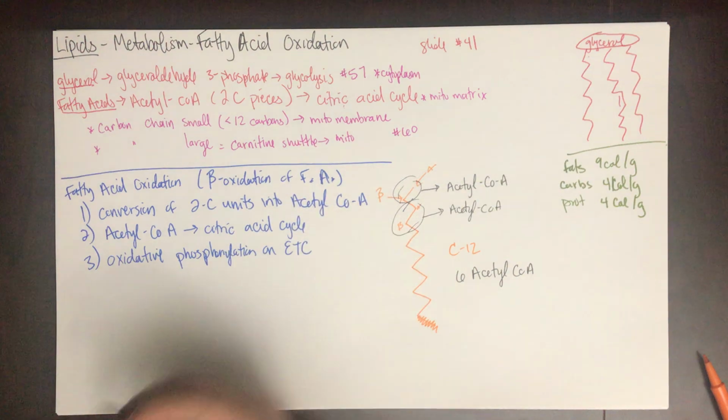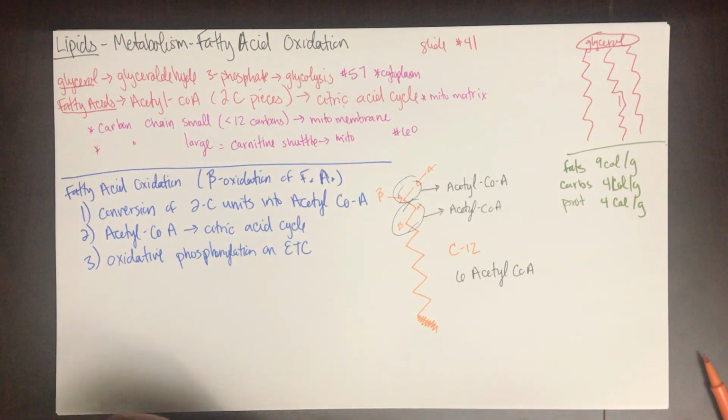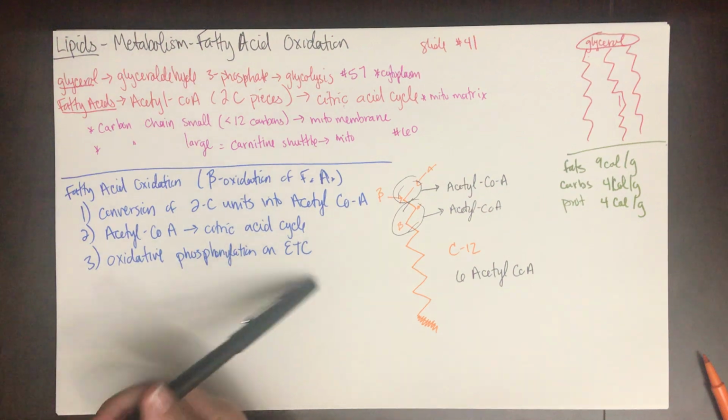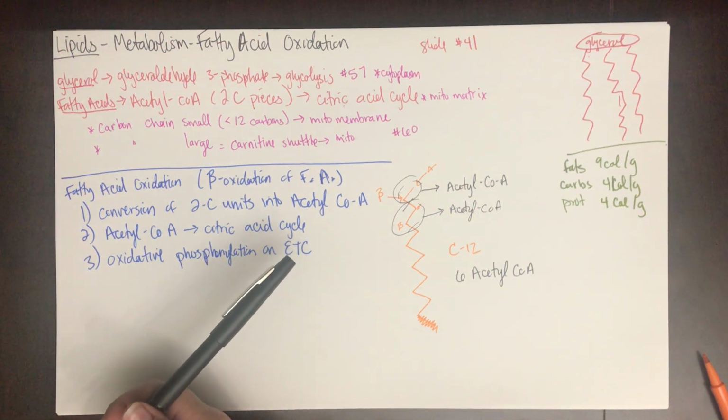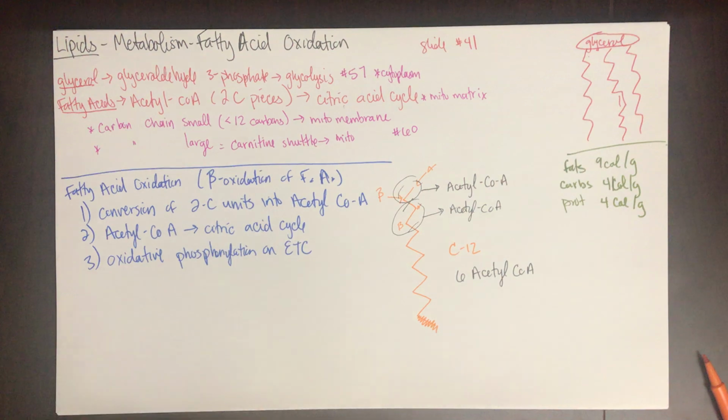So fats do store the most energy because they're anhydrous and because they are the most oxidized, and they're going to produce the most energy. So fatty acid oxidation will only happen if there's no other fuel immediately available. And this is the whole premise behind a low-carb diet.